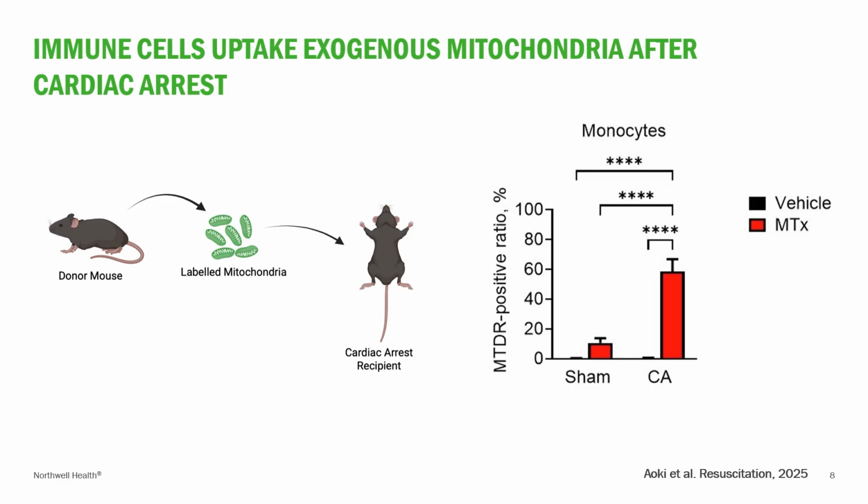Looking at a variety of immune cells through flow cytometry, again, I'm just going to focus on monocytes here, rather than going through each one specifically. But we see a large uptake both in sham animals that did not receive cardiac arrest, as well as the cardiac arrest animals. And what I really want to point out here is the difference in uptake that we see between these two animals, which suggests to us that somehow disease state might be modulating these immune interactions as well.